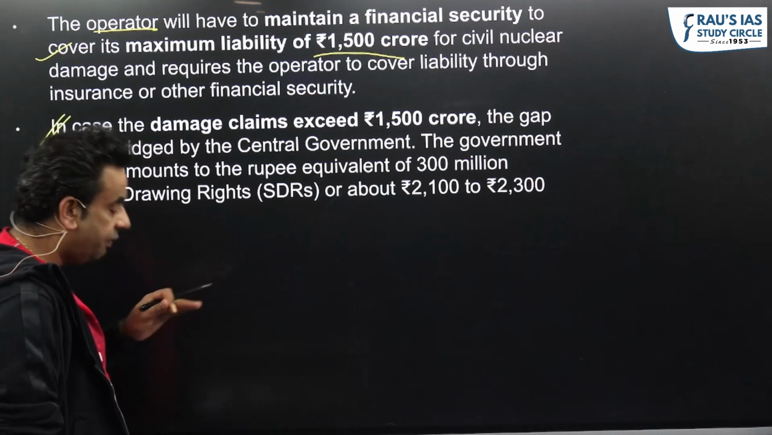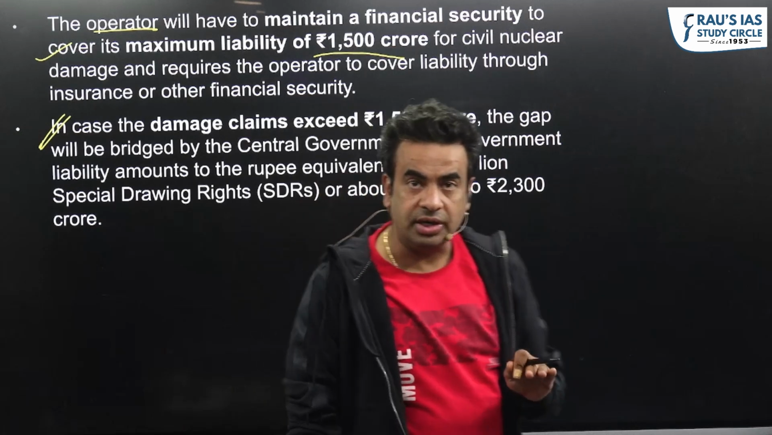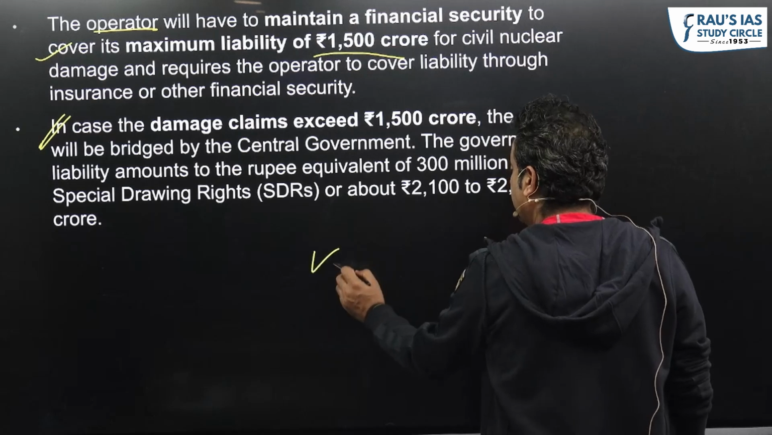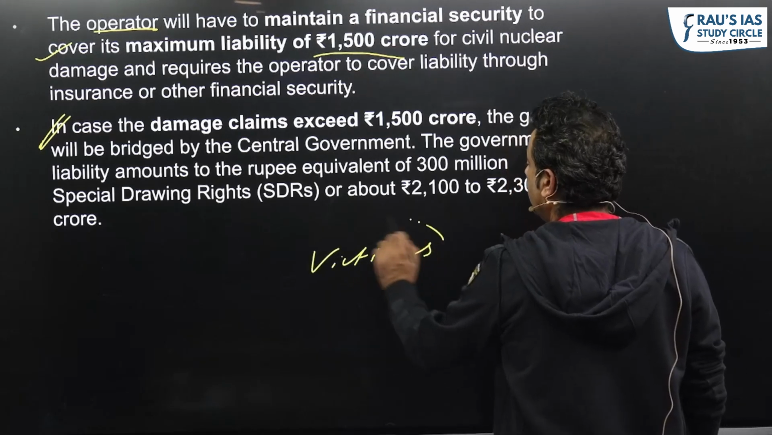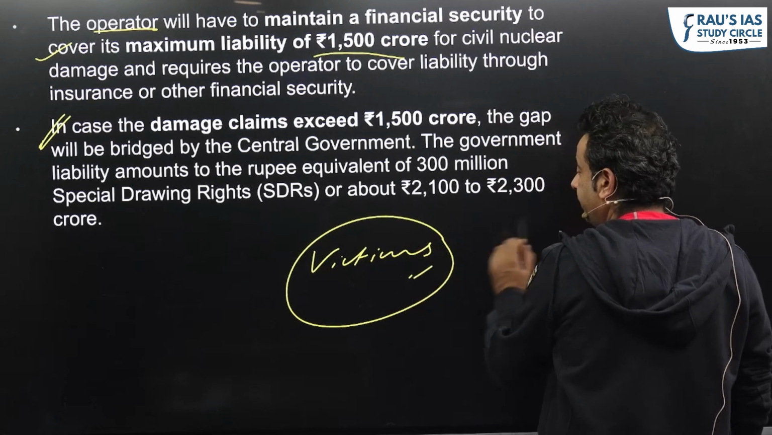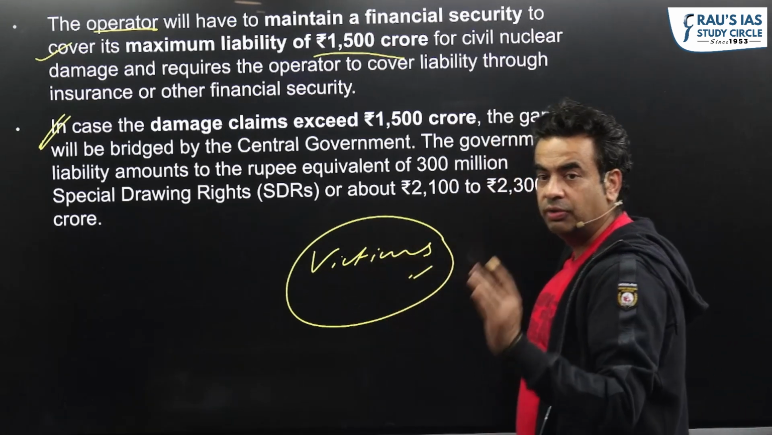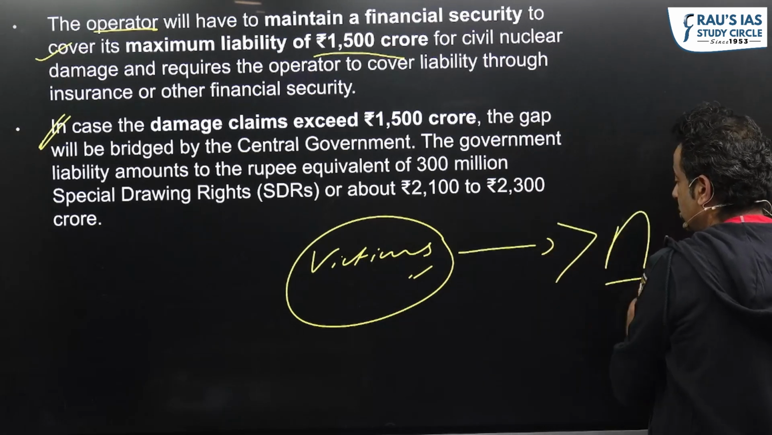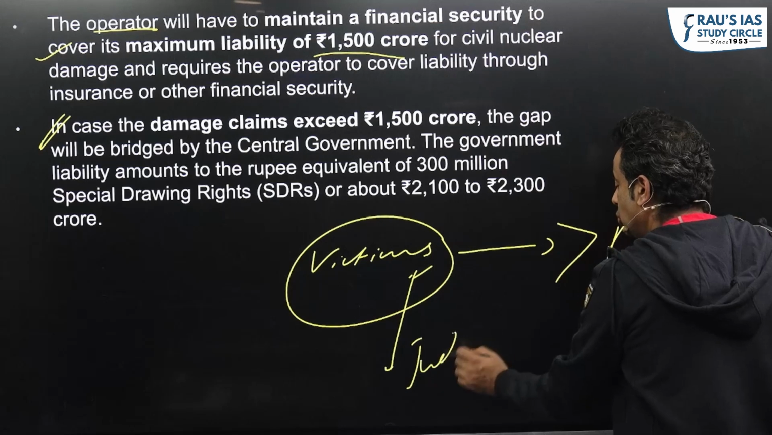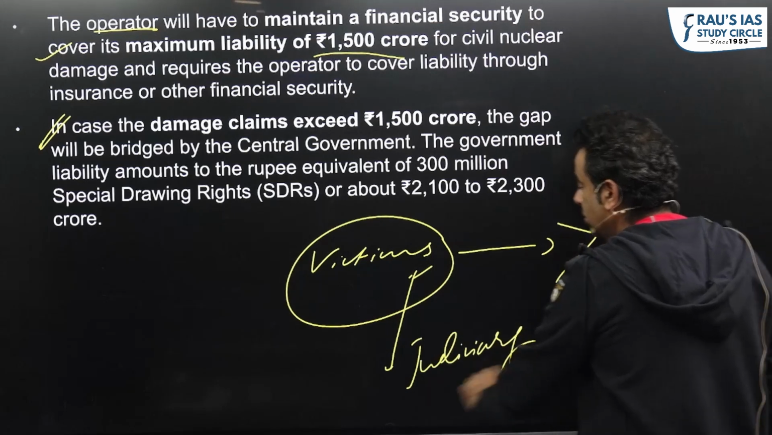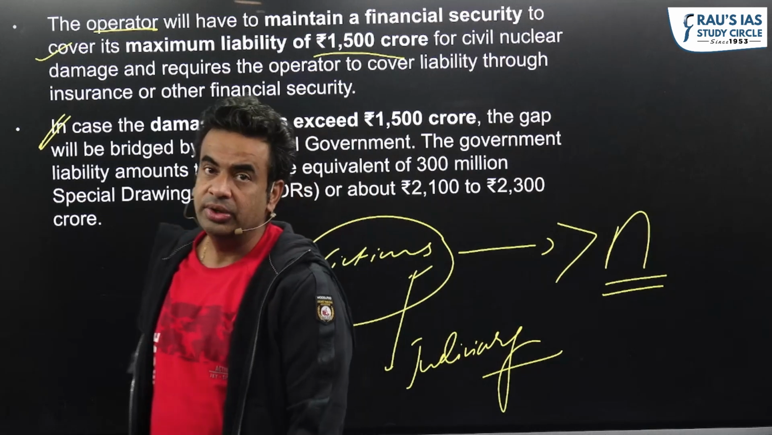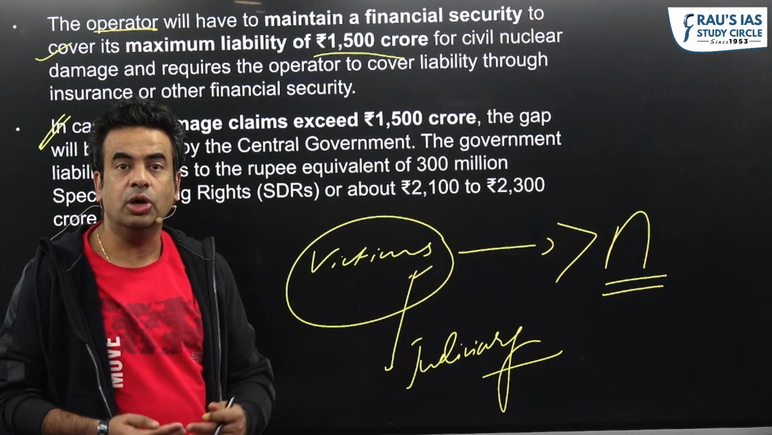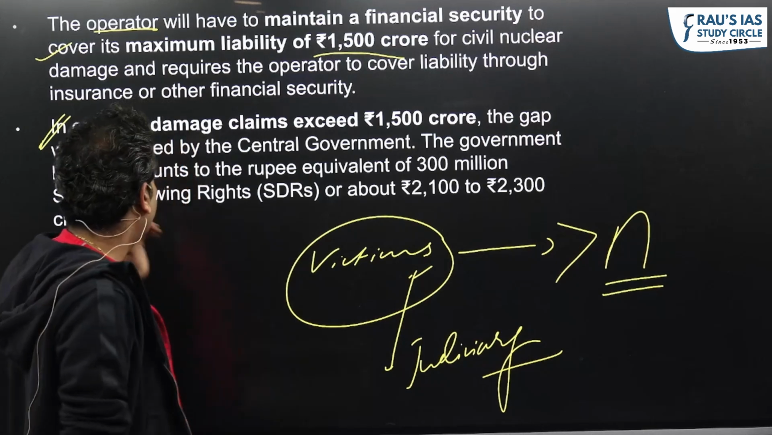Now what if damage exceeds 1500 crores? Under this law, the government has not taken the sovereign right away from the victims. What if more compensation is required than this? The victims' sovereign right was intact, that they can claim more compensation, but this will be decided by the judiciary: whether more compensation is required, how much is required, and who is liable to pay that. All these things were there within the law CLNDA, and this has led to this particular deadlock.